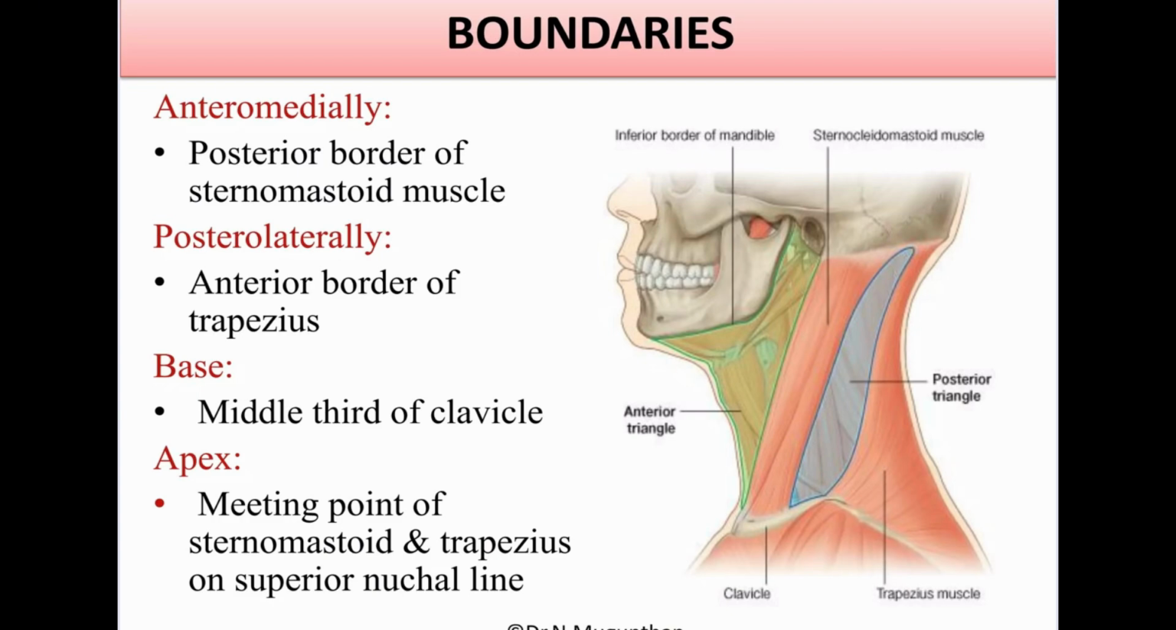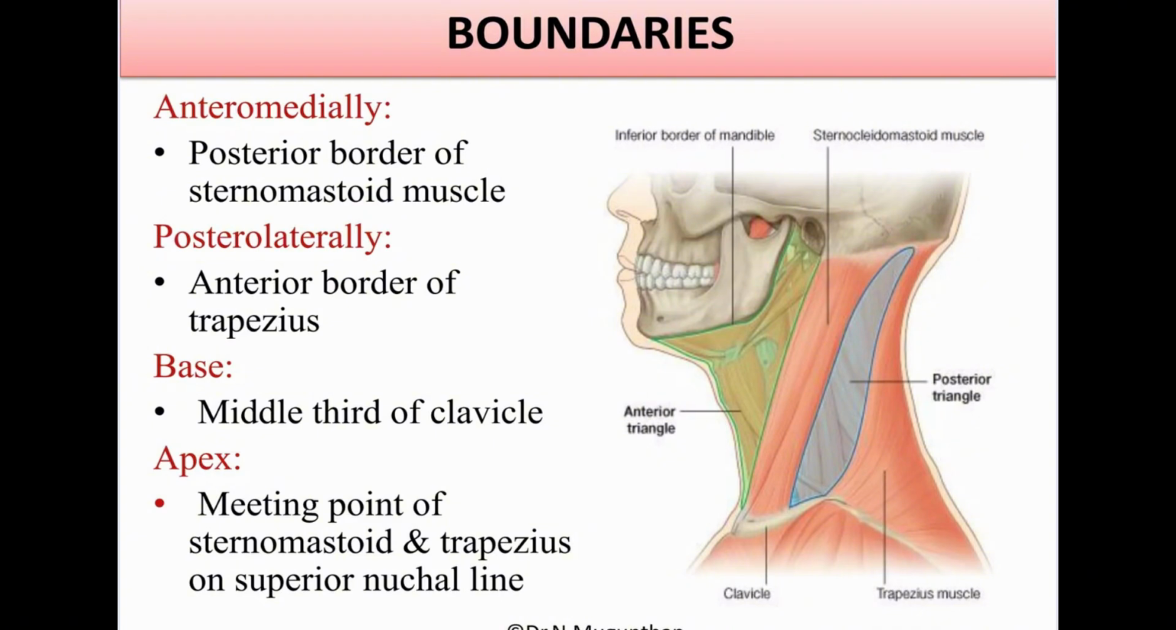Now what can you see inferiorly, which is the base? You can see the superior aspect of the middle third of the clavicle. That is what is related inferiorly to the posterior triangle of the neck.